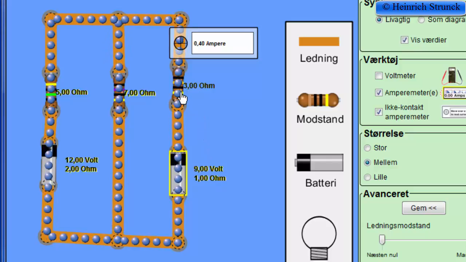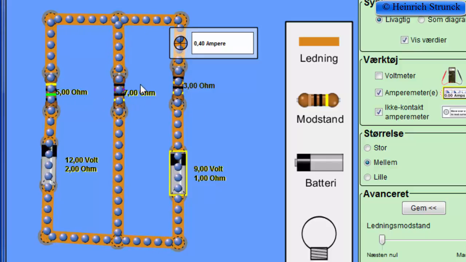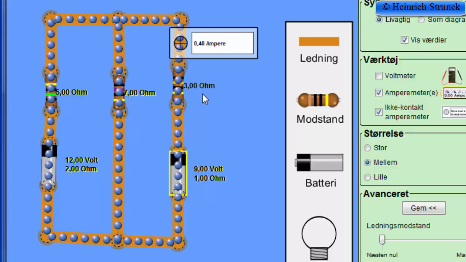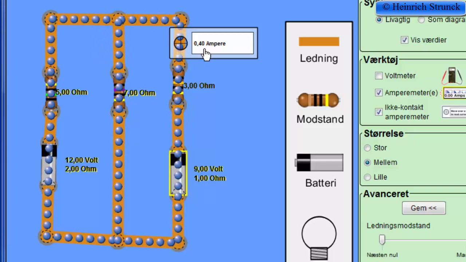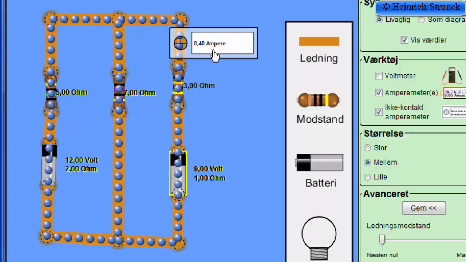Then we also have three resistors in a circuit. The left one is 5 ohm, the middle one is 7 ohm, and the right one is 3 ohm. Up here we measure the current in the right branch, and it is 0.40 amp.